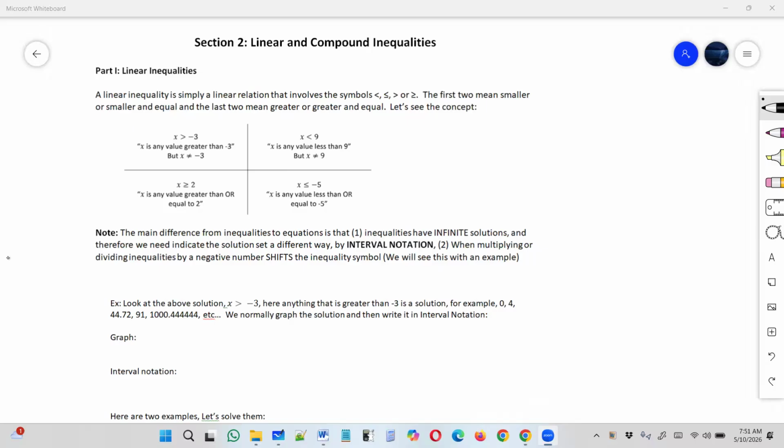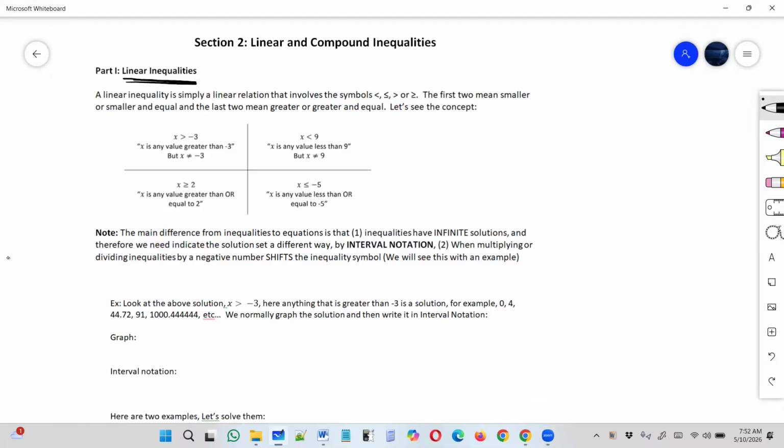Hi, hello everybody. So this is the video dealing with section two, linear and compound inequalities. And again, for this section, I decided to split the section into two videos because they're slightly two different topics. So first, we're going to consider the basic linear inequalities.